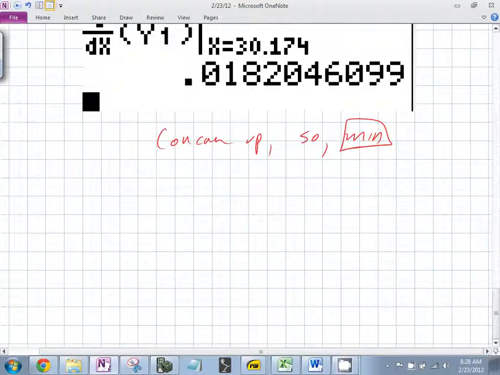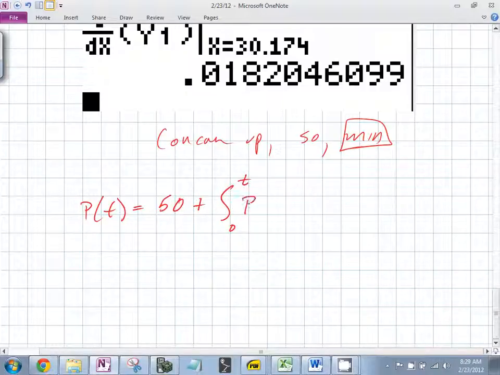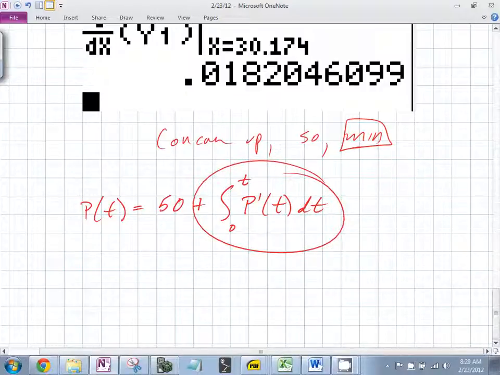How do you figure that out? Put what back into the equation? The amount of pollutants in the lake is going to be equal to the initial amount, which is what? 50, plus the integral from 0 to t of the change in pollutants, because this represents the net change in pollutants, right? So you literally write that down, and then you just need to type it into your calculator.